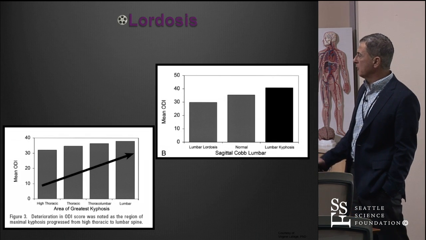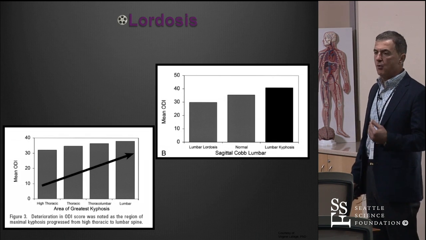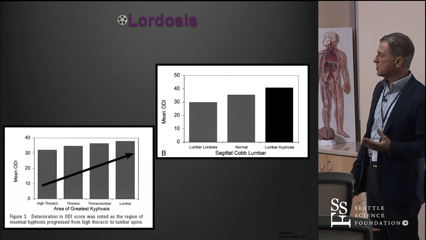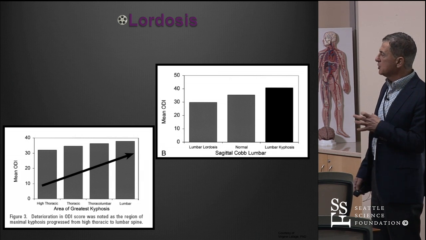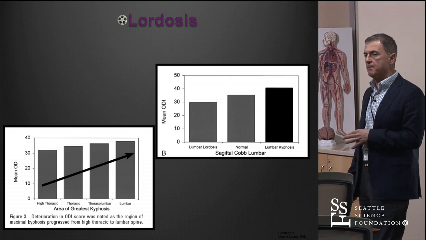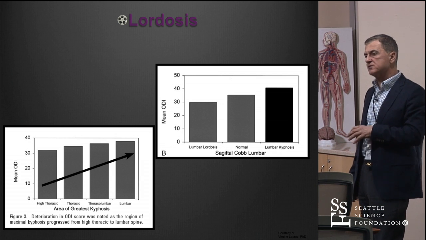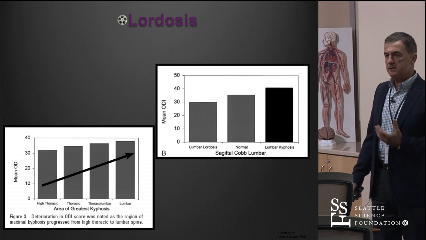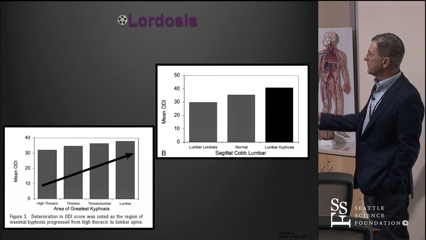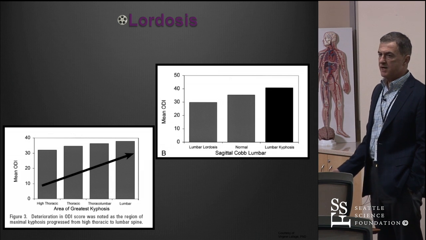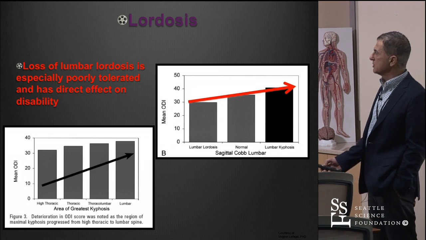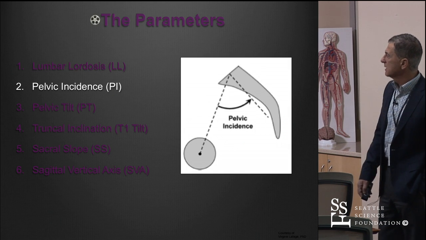However, again, with all that said, if you have more kyphosis in the lumbar spine, you're going to have deterioration of the ODI score. So you're going to tolerate more kyphosis in the high thoracic spine than in a lumbar spine. As your kyphosis moves distally, then your ODI score is going to go up, which is the disability score. Same thing with lumbar lordosis. As you shift into lumbar kyphosis, you're going to have poor tolerance and you're going to have increased disability.